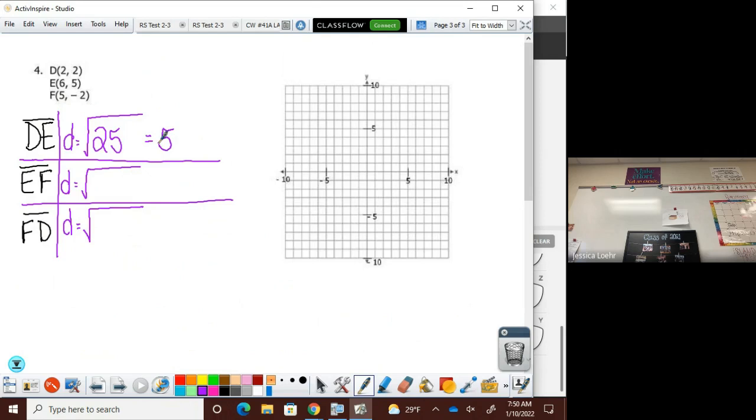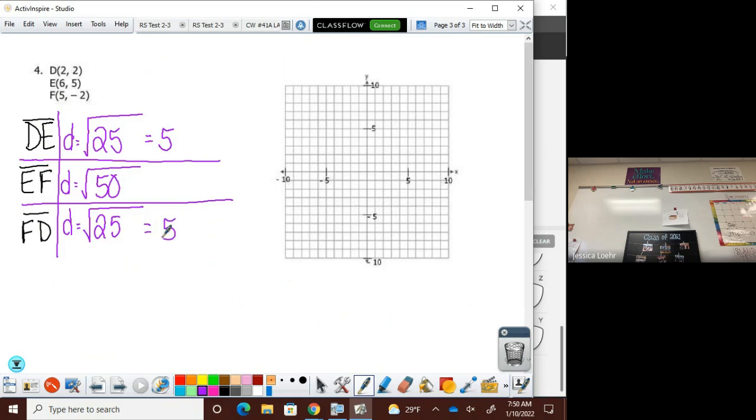What about EF? What do we get for the distance of side EF? Chris? Good. Radical 50. And what about FD? What do we get for the distance of that one? Go ahead, Brenna. Radical 25, good, which again is just equal to 5.